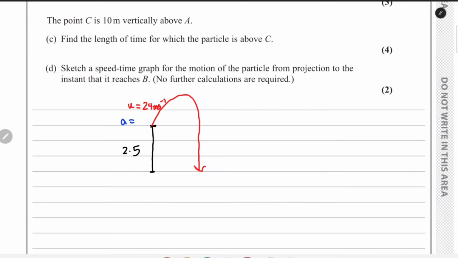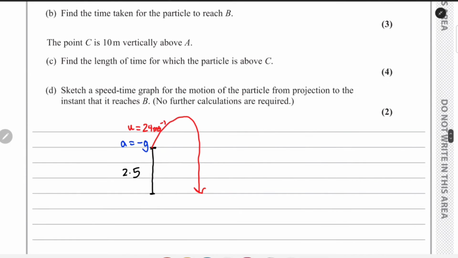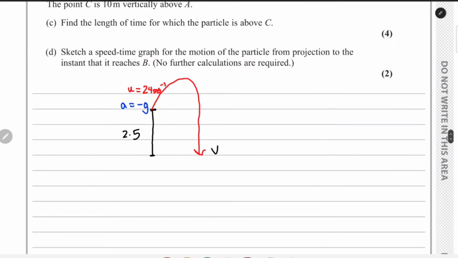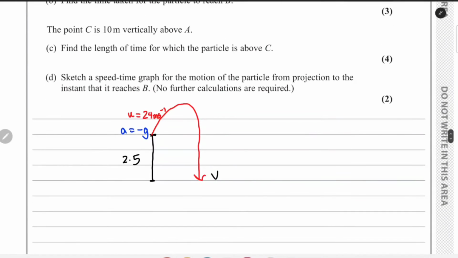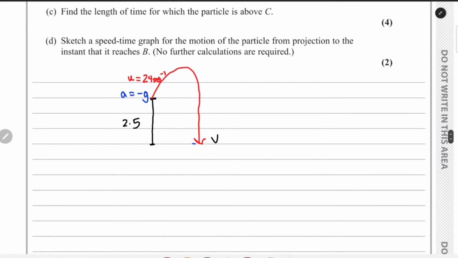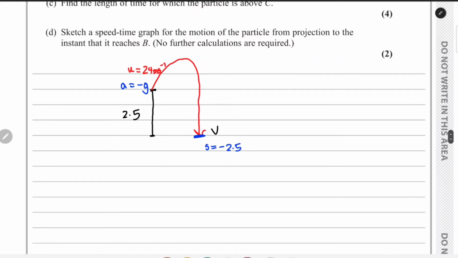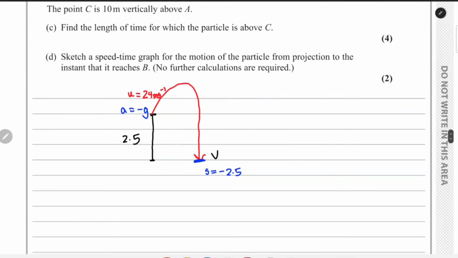The acceleration of this motion will be minus g. The final velocity is v, and the displacement at this point will be minus 2.5. We are considering upwards motion as positive for sign convention, and downward motion is negative. So at this point, the ball is 2.5 meters below where it started from. If this was zero displacement, this is 2.5 meters below 0, so the displacement is minus 2.5.